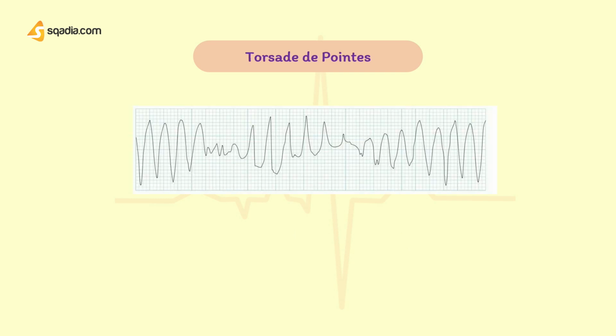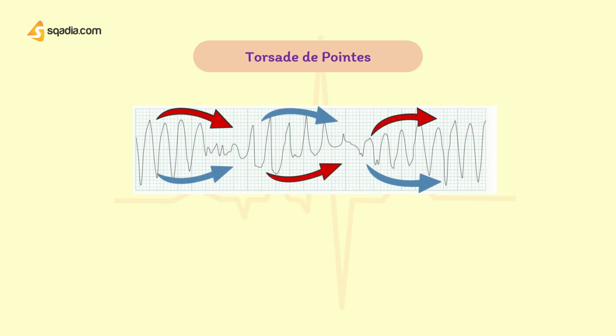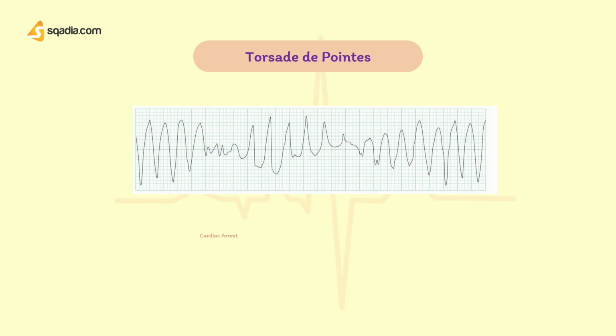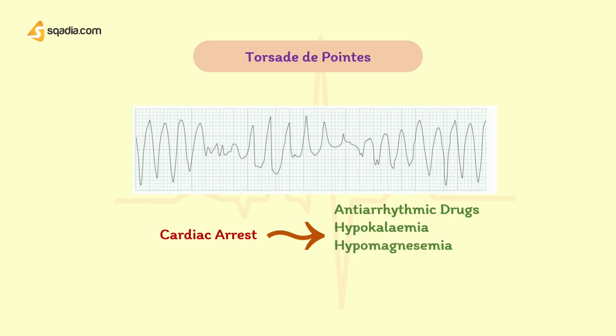A condition called Torsades de Pointes, meaning twisting of points, is a feared outcome of QT prolongation and can result in cardiac arrest when using antiarrhythmic drugs, in conditions of hypokalemia, hypomagnesemia, and rarely from hypocalcemia.